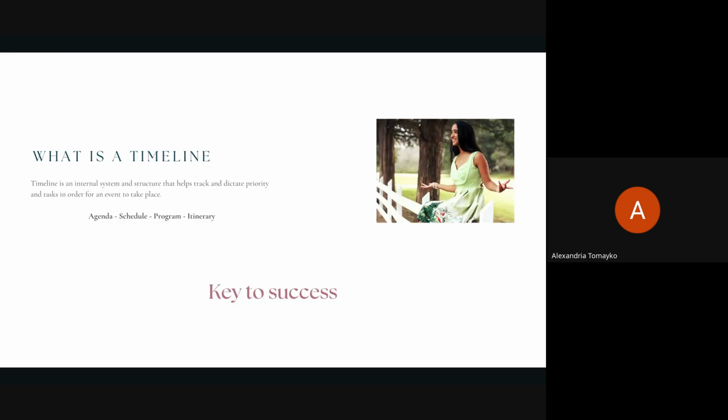A timeline is an internal system or structure that helps you track and dictate priority of tasks and put them in order so that your event can take place. Some other words that are used interchangeably but don't necessarily mean the same thing are agenda, schedule, program, and itinerary. And it all comes down to this: it is the ultimate key of success in your event, okay? So you can plan, it is part of the planning process, but in order to execute, having a timeline is really, really going to make a difference once the day of happens, right?